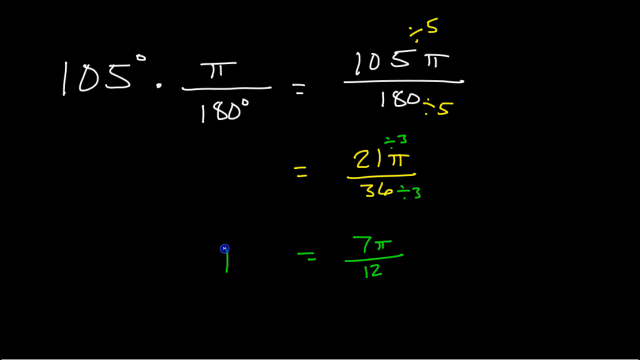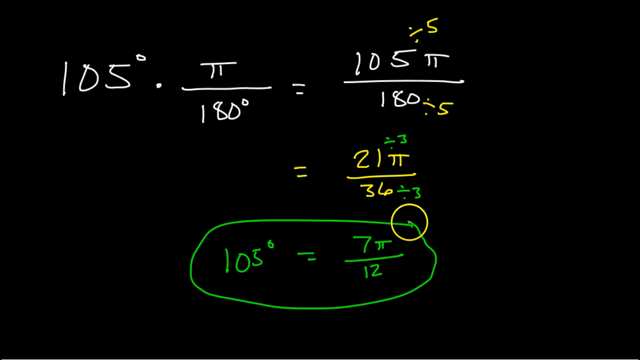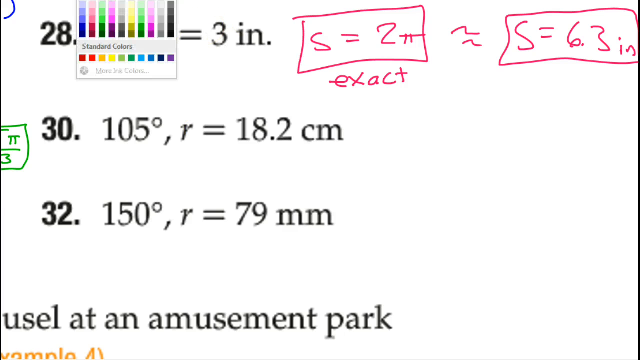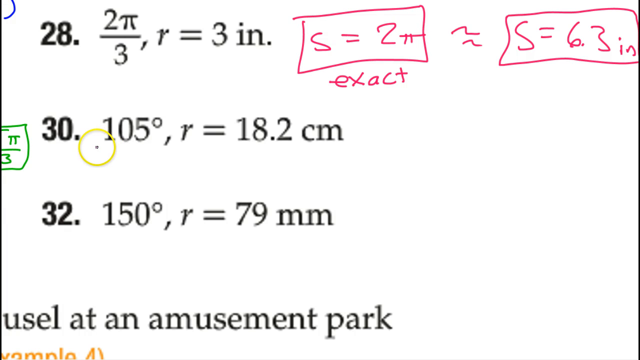So 105 degrees is the same thing as 7 pi over 12 radians. So I'm going to do the rest of the problem using 7 pi over 12. Okay, in fact maybe I'll just write it underneath here that this is 7 pi over 12. Now I've got radians, so I can use my formula.